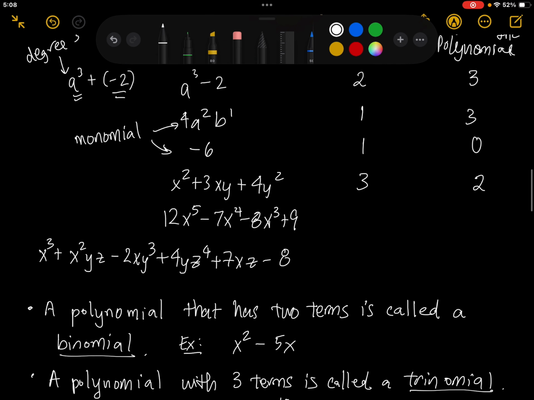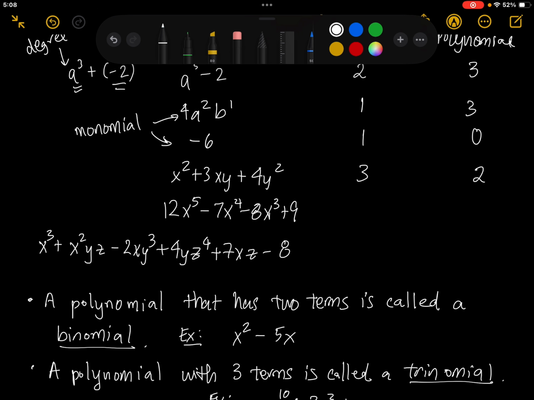What about 12x to the 5th power minus 7x to the 4th power minus 8x cubed plus 9? Well, I can see by counting that I have 4 terms. And what's the degree? 5. Because I look at the degree of each term. The first term has degree 5, the second term has degree 4, the third term has degree 3, the last term has degree 0. Out of 5, 4, 3, and 0, the biggest of those is 5. So that polynomial has degree 5.